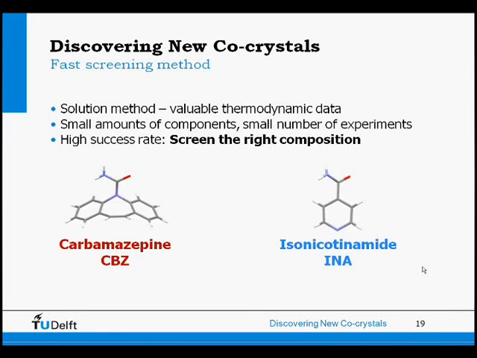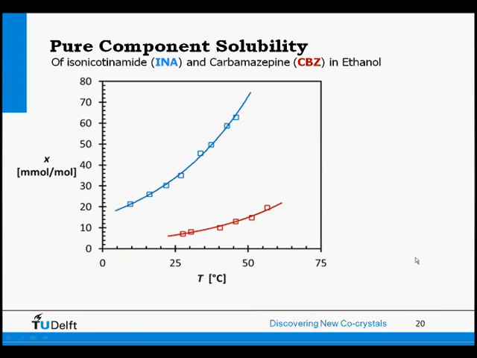And this high success rate means that we want to screen at the right composition. So we need a certain concentration of, for instance, in this example, carbamazepine, and a certain concentration of isonicotinamide. But what concentration do we need to have the highest success rate for making co-crystals? So let's first determine the solubility of isonicotinamide and carbamazepine in ethanol.